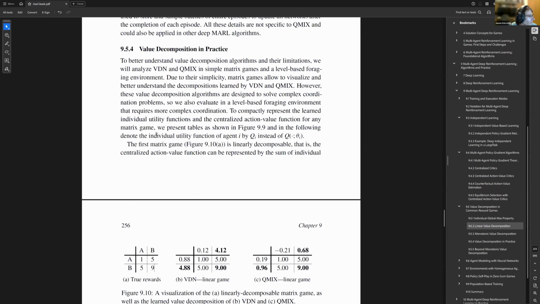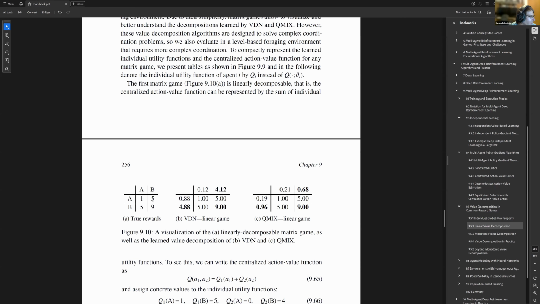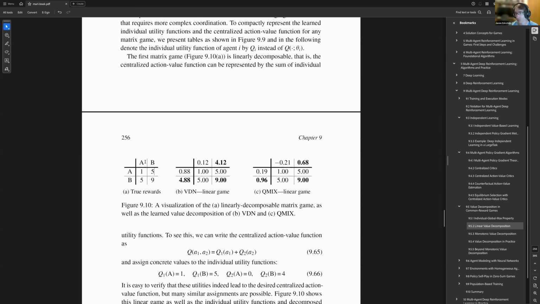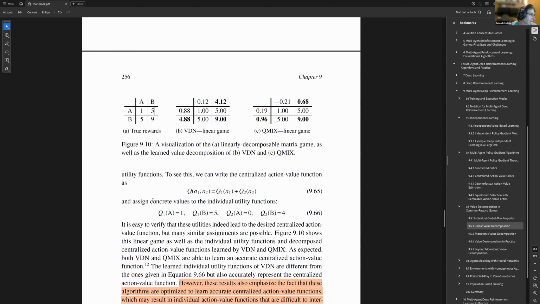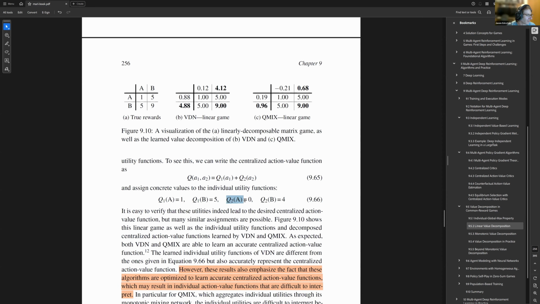So the first game example they have here is one where this can be decomposed into 2 utility functions. They have an example of one of the decompositions here. So you imagine we have first our function for agent 1, and it has a value of 1 here for action A. Oh, I guess it would be on this axis. And then 5 here. And then for this agent, for action A, it has a utility of 0, and for action B, a utility of 4. And you can see, like, these are the true values.